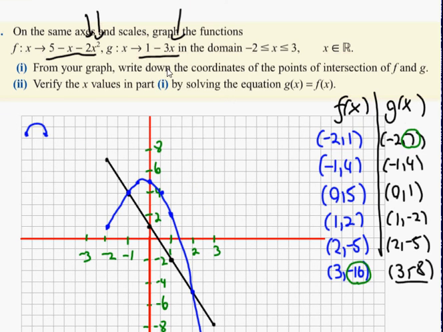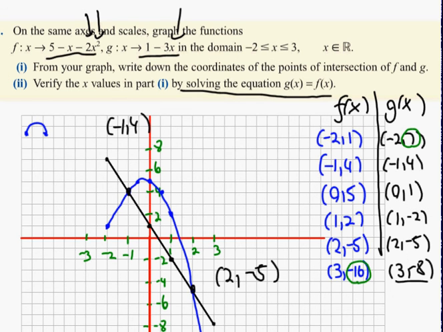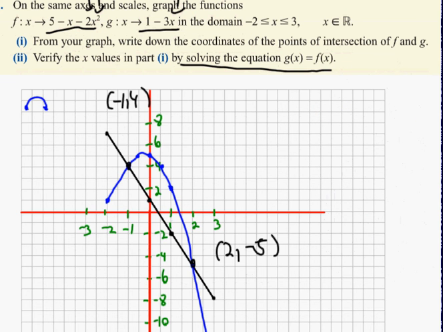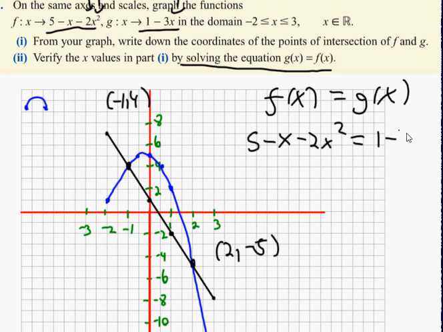Now, from your graph, write down the coordinates of the points of intersection. Points of intersection are going to be, anybody? -1, 4, and 2, minus 5. Verify the x values in part 1 by solving this equation here. Anybody know how to solve f of x equals g of x? What would you write down? We've done this before in the last exercise. If you write down what f of x is, f is 5 minus x minus 2x squared. g of x is 1 minus 3x.